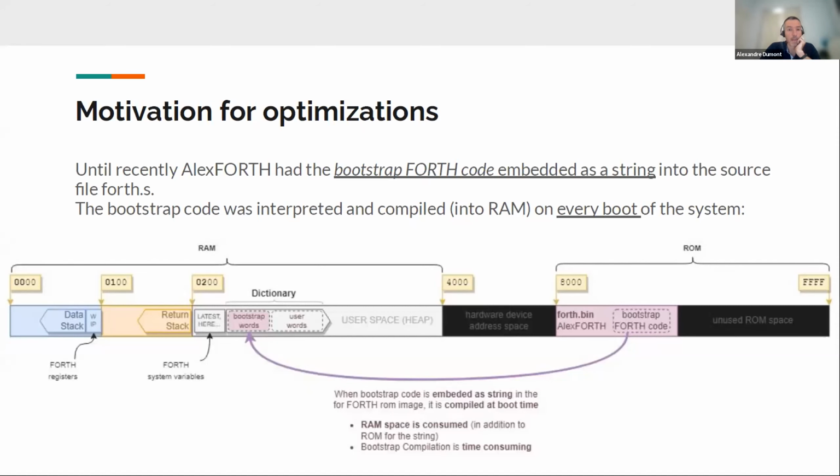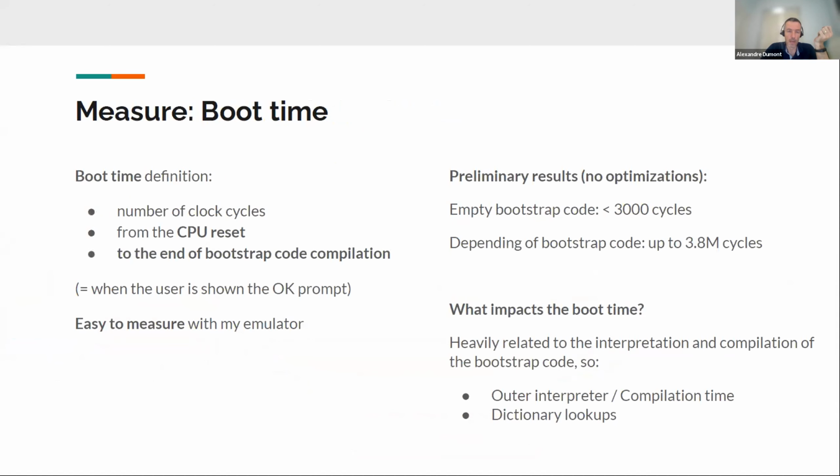So I thought, how can I reduce this? First, what I did was try to measure this, because if I wanted to optimize it, I needed to be able to measure it. So I defined this measure, which I called the boot time. The definition is the number of clock cycles from the CPU reset until the end of the bootstrap code compilation, which basically is when the user is shown the OK prompt. At the beginning, with no bootstrap code, the boot time was about 3,000 cycles. So it's very short.